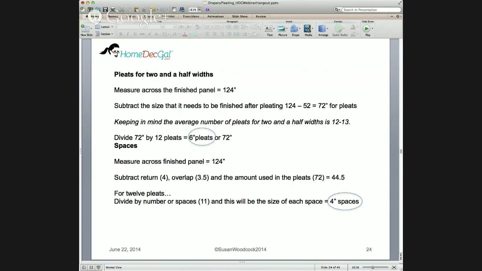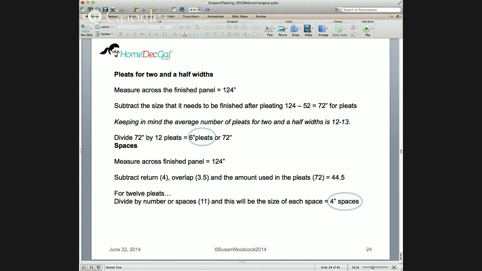So let's figure this for 2.5 widths of fabric. If I pre-planned and made sure I had 3 times fullness, measure across the finished panel, which now is 124 inches. Subtract the size it needs to be finished after pleating, which was 52. That leaves me 72 inches for the pleats. Keeping in mind the average number of pleats for 2.5 widths is 12 to 13. So divide 72 by 12, and that gives me 6-inch pleats.